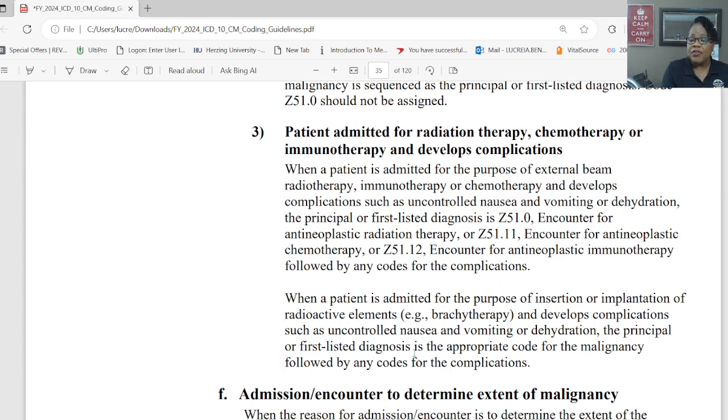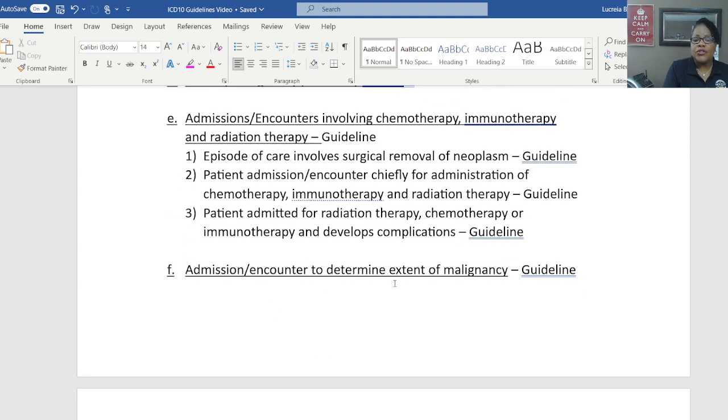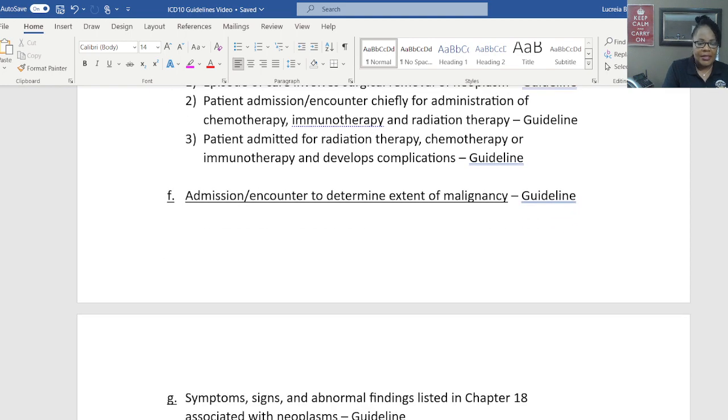And when a patient is admitted for the purpose of insertion or implantation of radioactive elements and develops a complication such as uncontrolled nausea and vomiting or dehydration, then the principal or first listed diagnoses is the appropriate code for the malignancy again, followed by any codes for the complications. All right, same rules apply here. Let's look at F, admission or encounter to determine the extent of the malignancy. All right, so let's go to F.